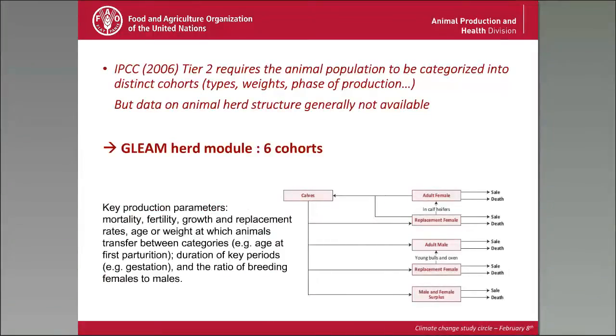So what do we know about IPCC requirements for Tier 2 emissions in livestock production? The first very important thing is that we need to disaggregate the animal population into different cohorts based on the type of animal, their weight, their phase in the production cycle, and so on. But this data is not available from national statistics. So what GLEAM does here, it provides support through a modeling approach of these cohorts, six different cohorts. You have the example here for cattle, using key production parameters such as mortality, fertility, growth rates, replacement rates, ages, and so on.